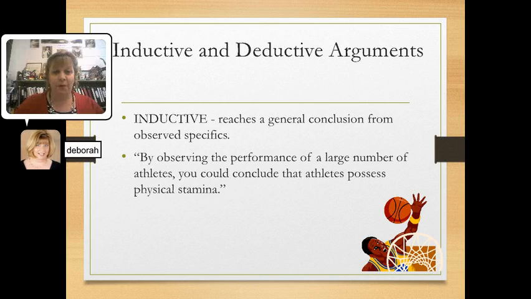Now, when you're constructing formal arguments, there are two types to think about, inductive and deductive, and we're going to take a look at each one of these. The first is inductive, and this reaches a general conclusion from observed specifics. In other words, you go out, you look at a lot of data, and then you form a conclusion based on these individual pieces of information. So, for example, by observing the performance of a large number of athletes, you could conclude that athletes possess physical stamina.